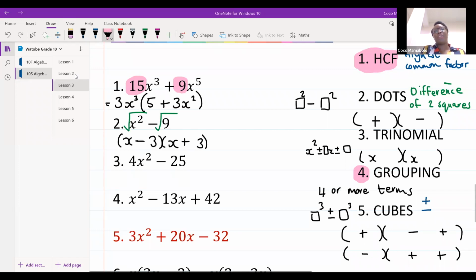Think about it. Have a look. It's something squared minus something else that we can square. What is it going to be?